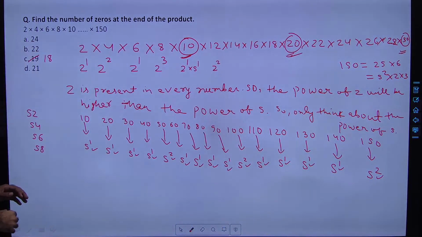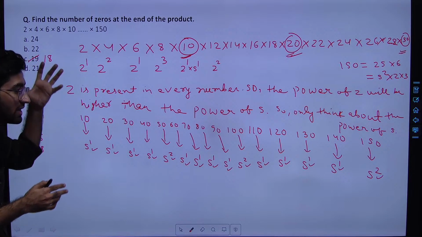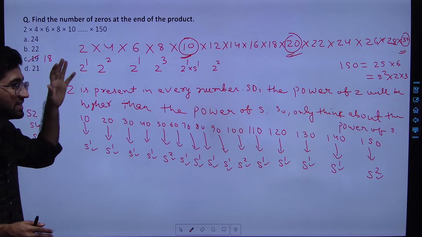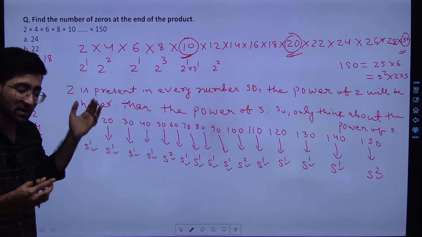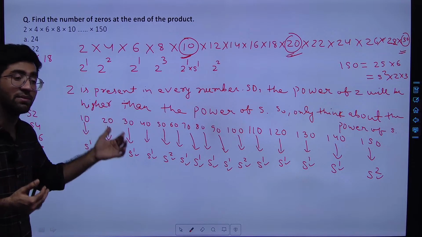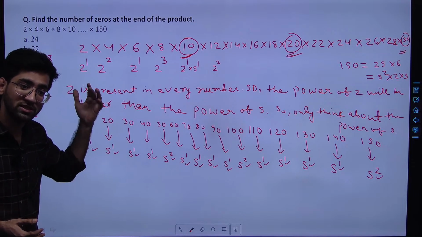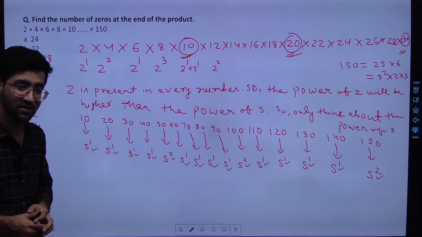So what is the number of trailing zeros? What is the number of zeros at the end of the product? That is equal to 18. Any doubt? Hopefully, see, our goal should be to learn the approach, right? See, in examination, there is very little chance that you are going to get the exact question. But if you learn the approach, you will be able to apply it on that question, right?